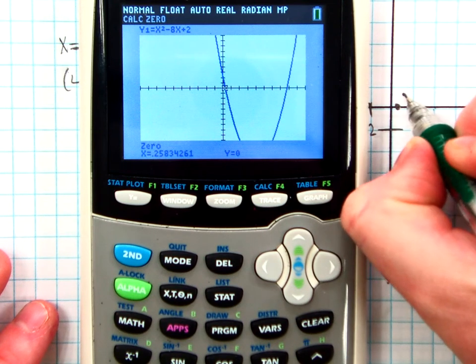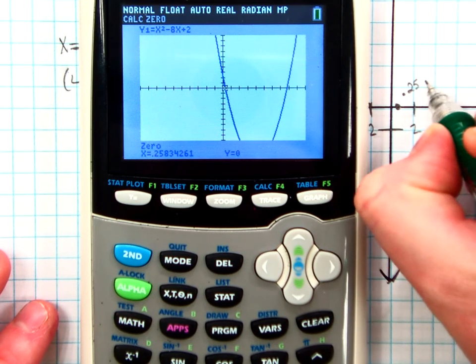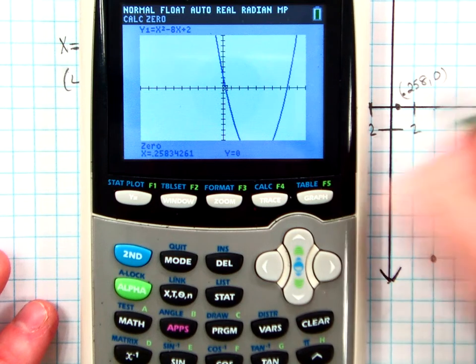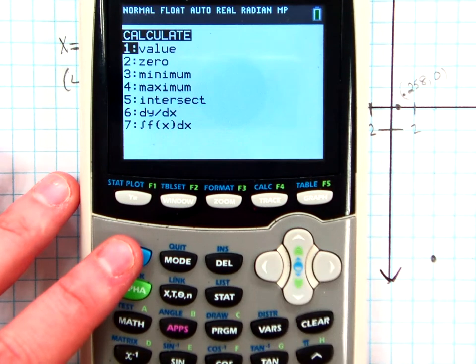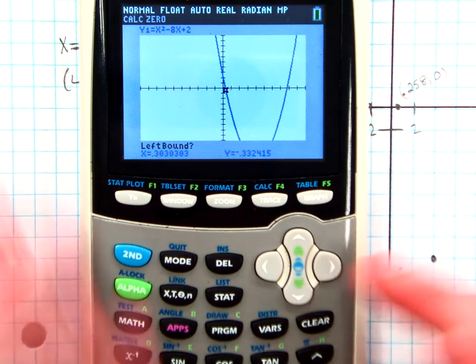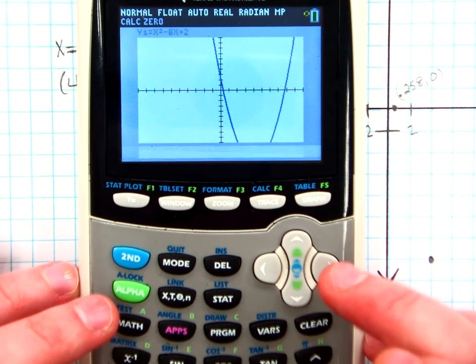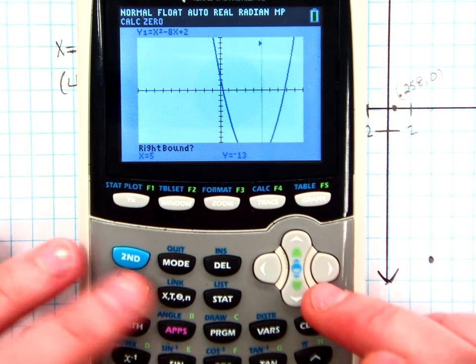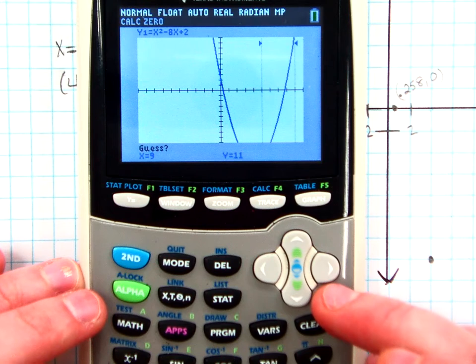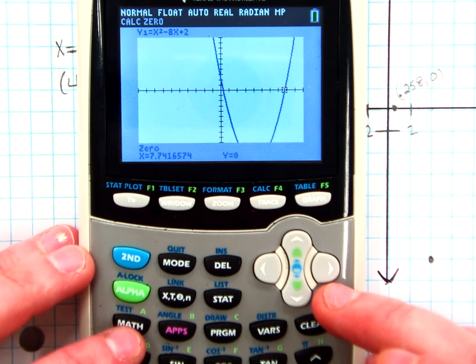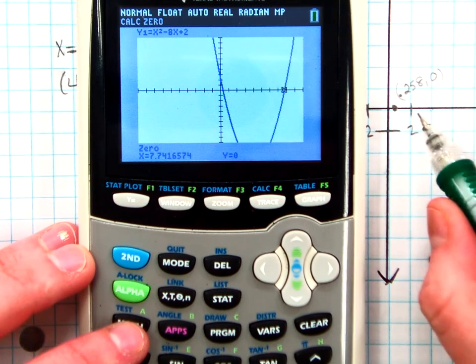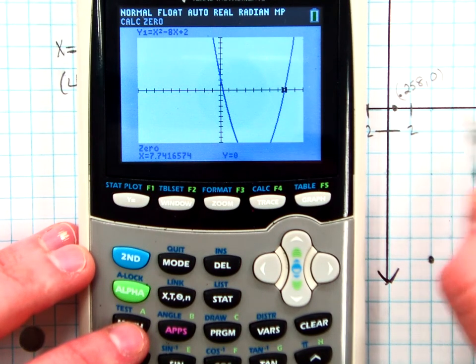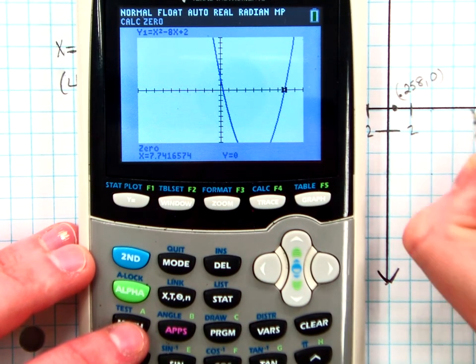So roughly, that is 0.258, 0. Then I'm going to calculate out my other zero. Go second trace again, calculate zero. I'm going to pick 5, and then pick a number of 9. Hit enter, and I get this wonderful answer of 7.74. If I'm counting by 2s, 2, 4, 6, 8, so 7.74 is roughly here.